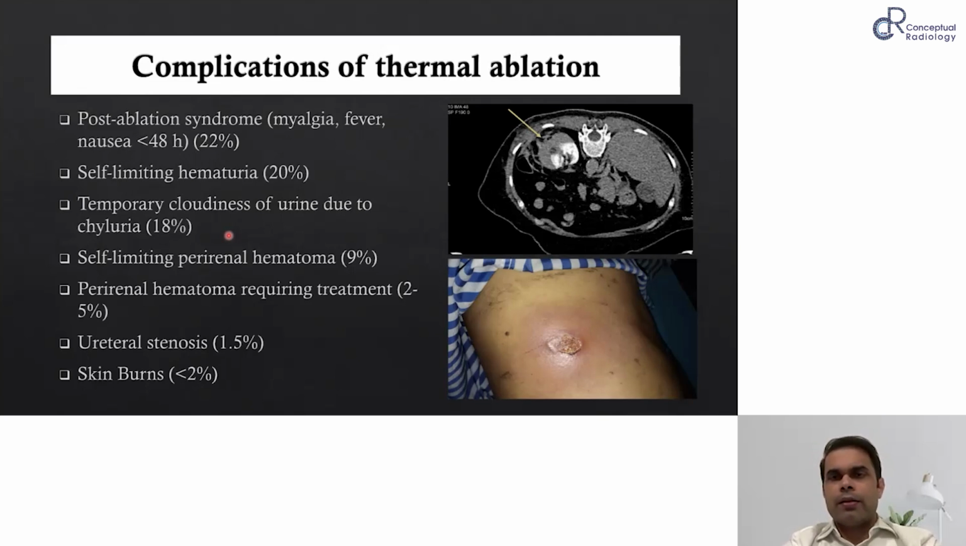ablated, and you can cause damage to the adjacent structures. Maybe it's a vascular injury, it may be ureteral injury. Sometimes if it is very close to the skin, you can cause skin burns. So these are the possible complications that you need to be careful about. Say there's bowel nearby, the liver is adjacent to a colon. So you need to make sure that the colon is not damaged by the heat. So that is one very important thing.